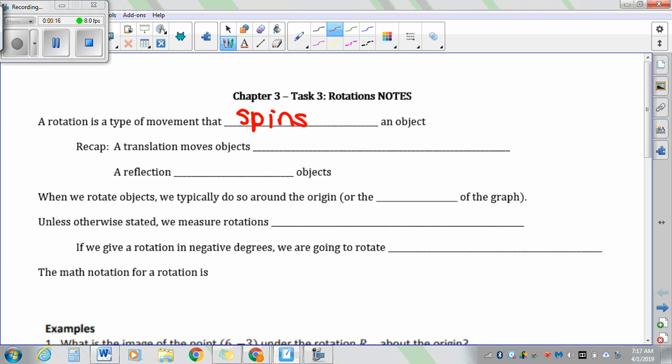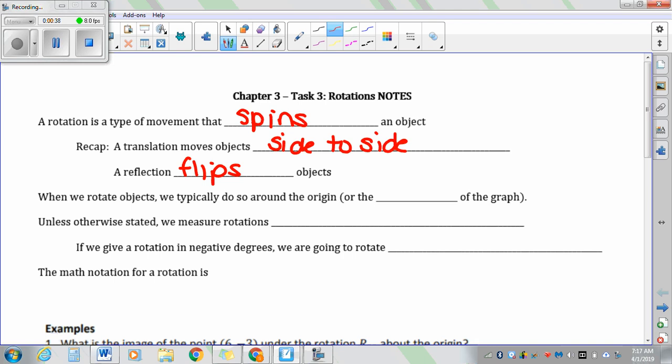Just as a quick recap, translations move objects sideways, from side to side, or up and down, right? Anything that's just movement. And a reflection flips objects over. So a rotation spins it. If you can do those three things, you can make any shape turn into any shape.